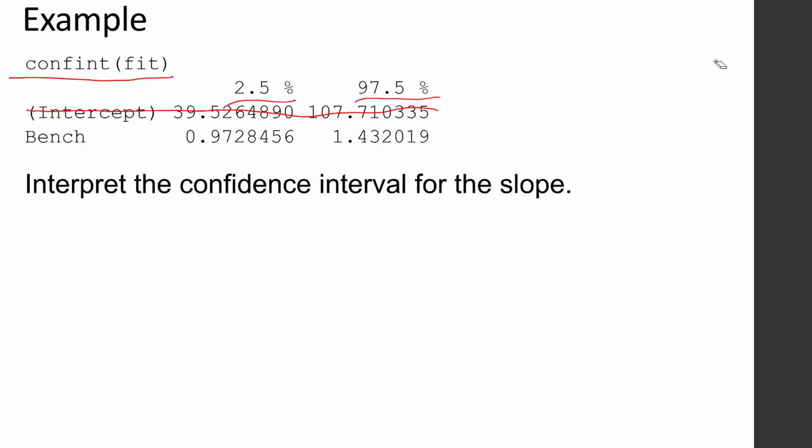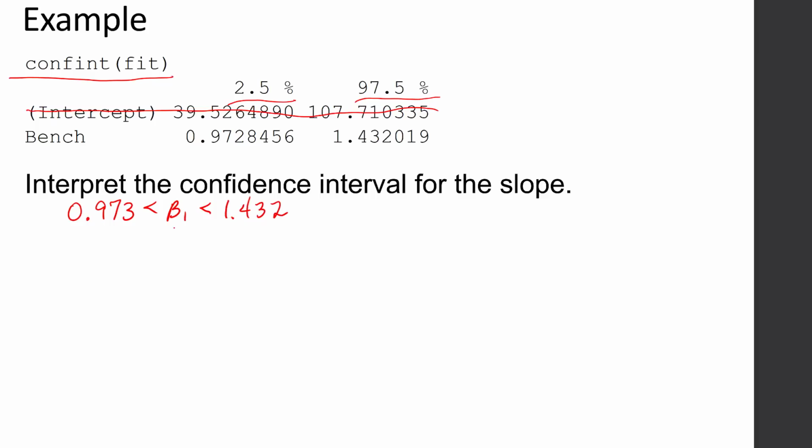All right, so we've got our confidence interval. Now let's go ahead and interpret it. So I'm going to go ahead and write this with the parameter in between. And I'm going to round this to 3 decimal places. So 0.973 < beta 1 < 1.432.